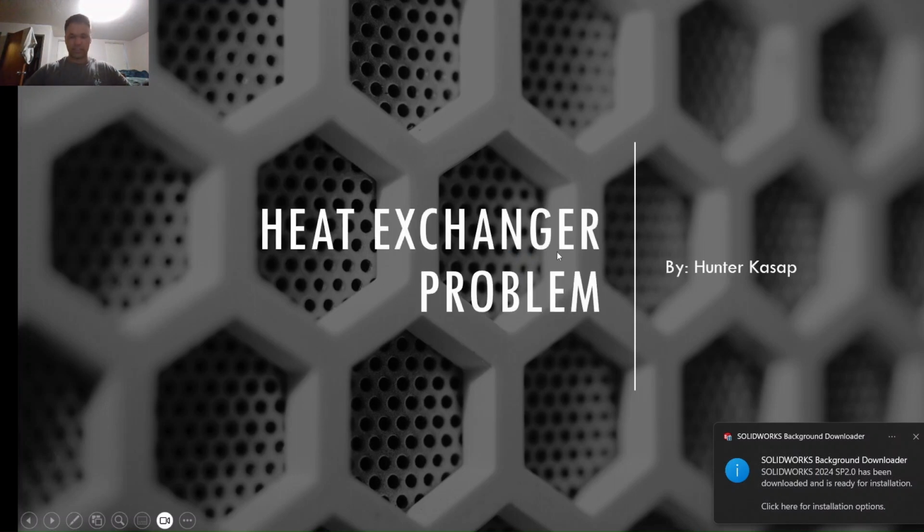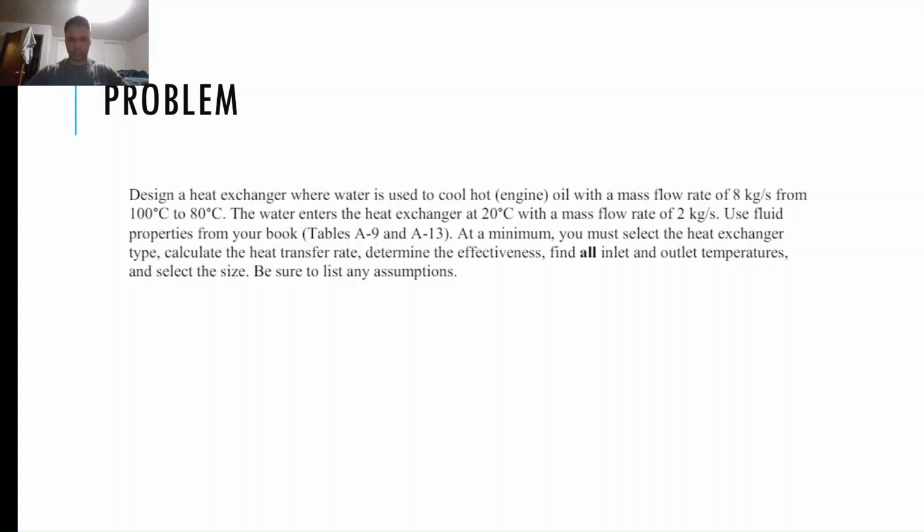This is challenge assessment 7, the heat exchanger problem, by me, Hunter Cassup. The problem is to design a heat exchanger where water is used to cool hot engine oil with a mass flow rate of 8 kilograms per second from 100 degrees Celsius to 80 degrees Celsius. The water enters the heat exchanger at 20 degrees Celsius with a mass flow rate of 2 kilograms per second.